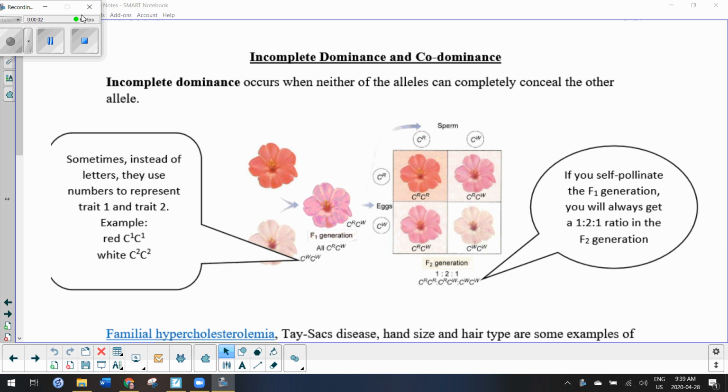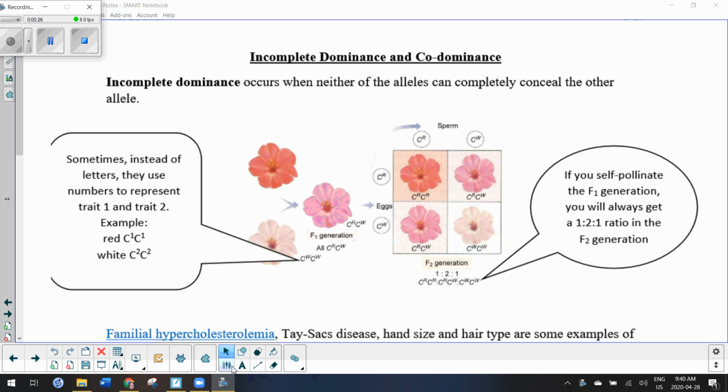Okay, in the last videos we learned about monohybrid and dihybrid crosses. So we're going to apply those concepts to incomplete and codominance. It is very important that you watch the previous two videos before you even attempt watching this video, because you need to know how to do Punnett squares first.